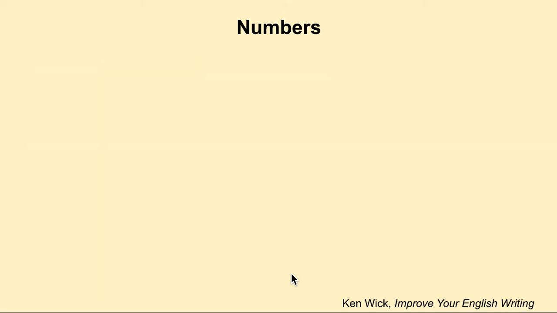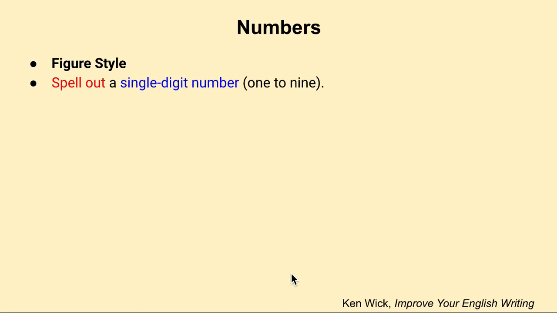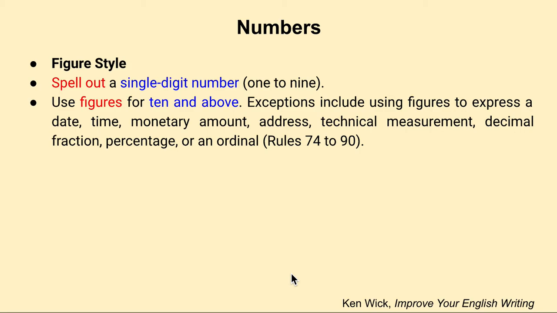So what is figure style? The other main style of formatting numbers is you spell out single digit numbers, so 1 to 9, and you use figures for anything 10 or above, with the same exceptions as in the word style: dates and times, monetary amounts, addresses, technical measurements, decimal fractions, percentages, or ordinals, rules 74 through 90.